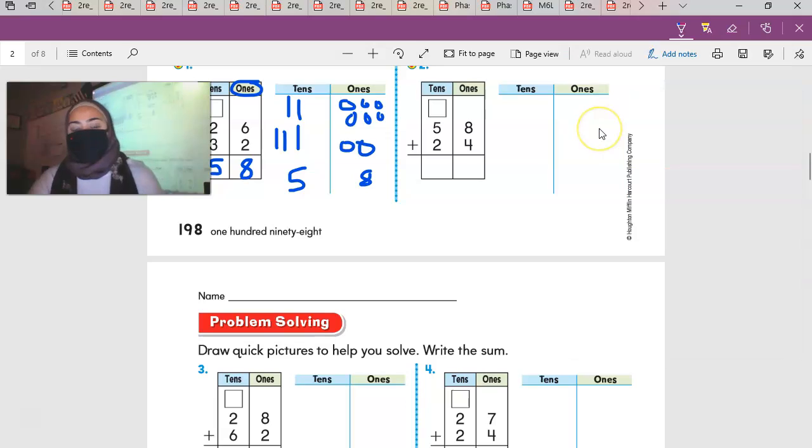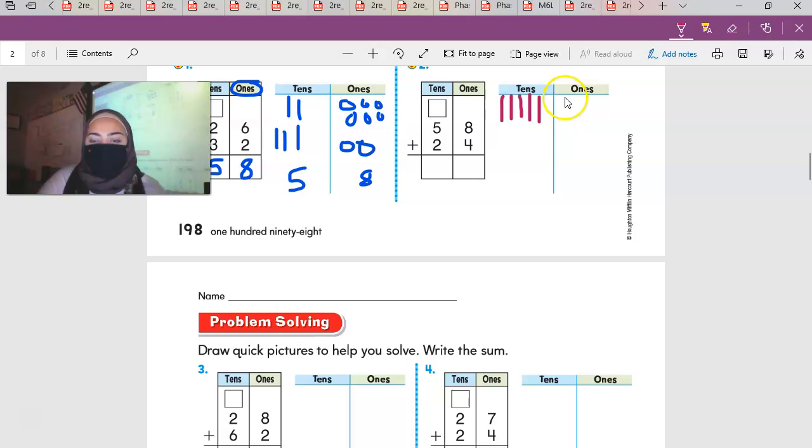If you've accidentally did it, then you can now check your work. So 5 tens and 8 ones, 58. I'm going to draw that out first. 5 tens, 1, 2, 3, 4, 5, and 8 ones, 1, 2, 3, 4, 5, 6, 7, 8. And then 2 tens, 1, 2, and 4 ones, 1, 2, 3, 4.